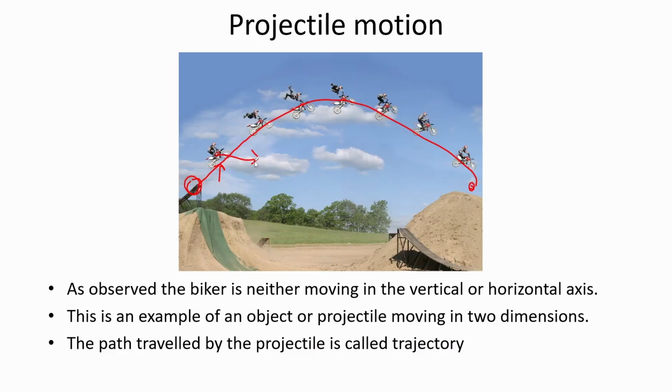Okay, so this is an example of an object or tawag nato sa iya projectile. This is the projectile moving in 2 dimensions. While this one, this imaginary path or invisible line is what we call the trajectory. Ang path na giagian sa imong projectile. Like for this case, ang motorcyclist.